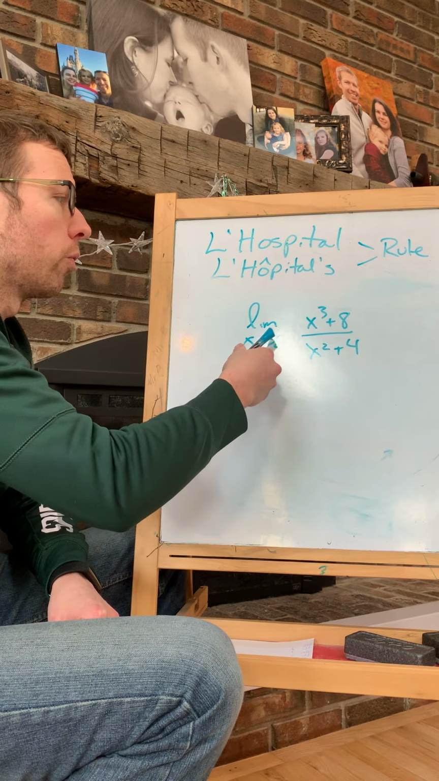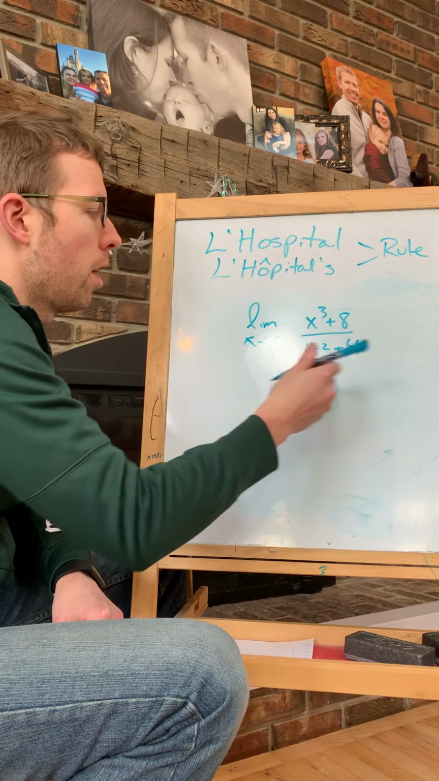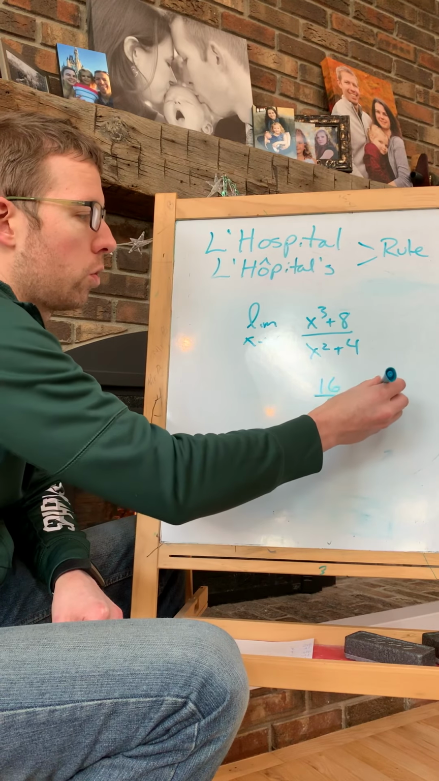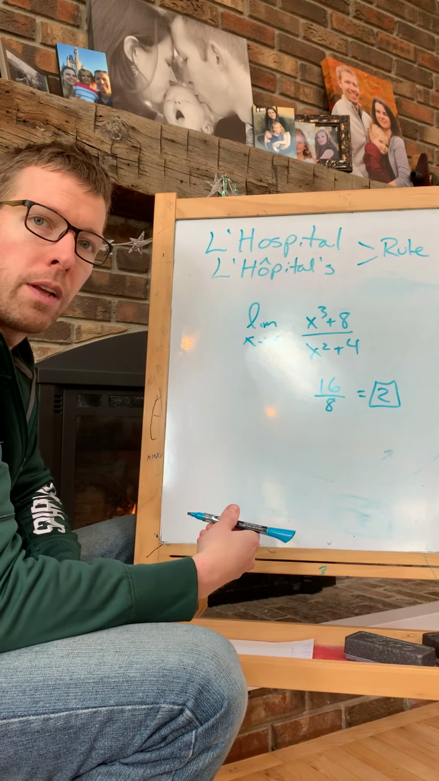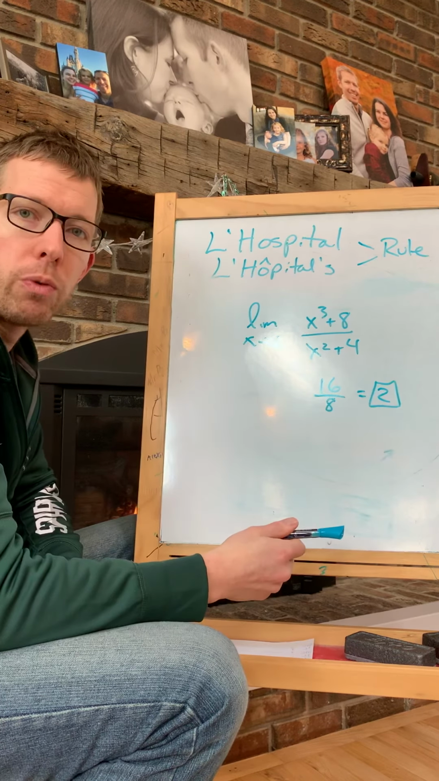If I plug in, 2 cubed plus 8 is going to be 16. 2 squared plus 4 is going to be 8. This is just a straightforward limit of 2. I don't need to use L'Hopital's rule. I don't have the indeterminate form, so I can't use L'Hopital's rule.